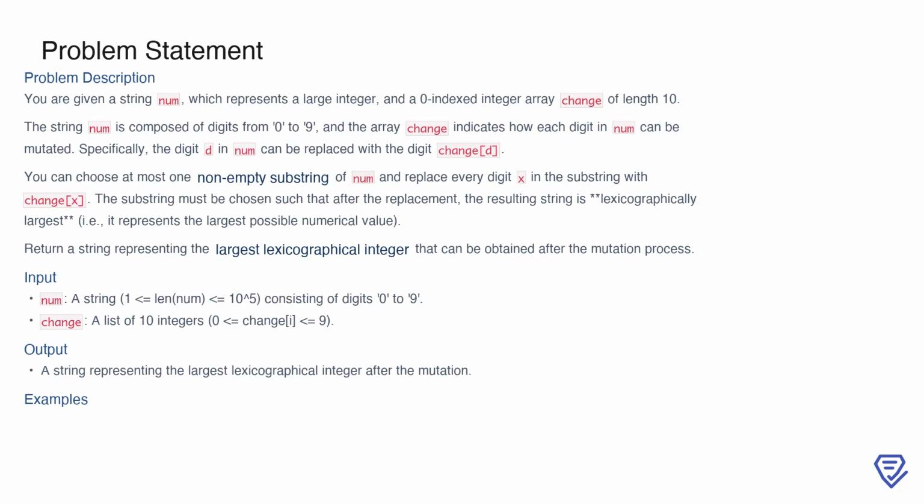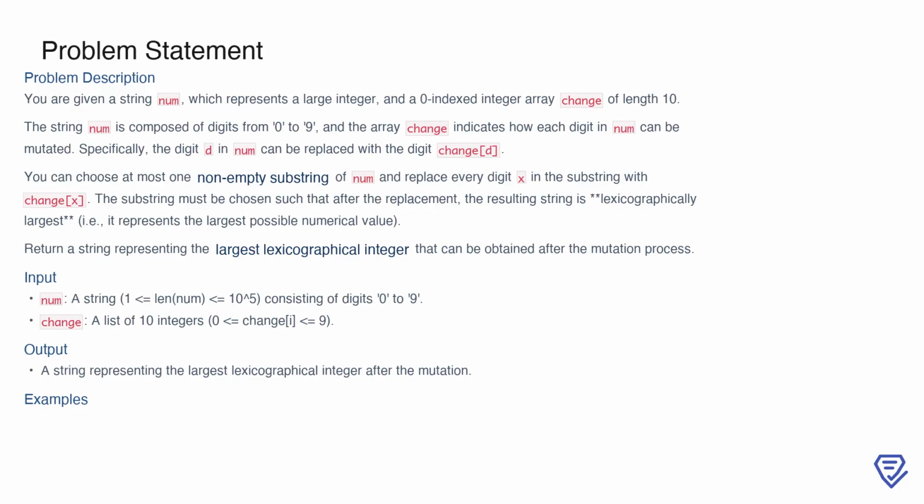In this problem, we are tasked with mutating a given string of digits, called number, to create the largest possible number. The string number represents a large integer, and we are also provided with an array called change of length 10. This change array maps each digit from 0 to 9 to another digit, indicating how each digit in number can be replaced. Our goal is to select exactly one non-empty substring of number and replace all the digits in that substring with their corresponding values from the change array.